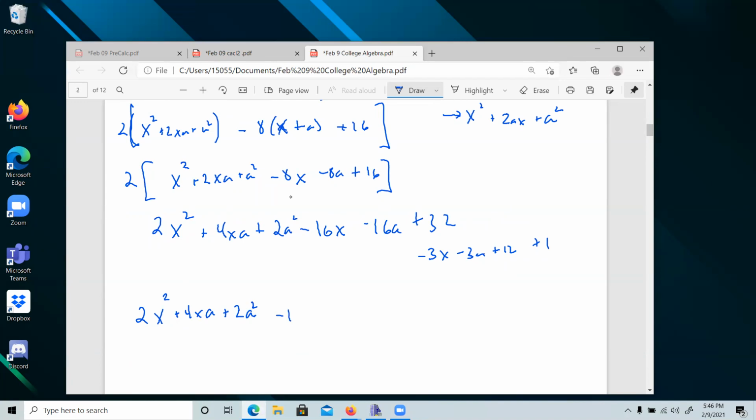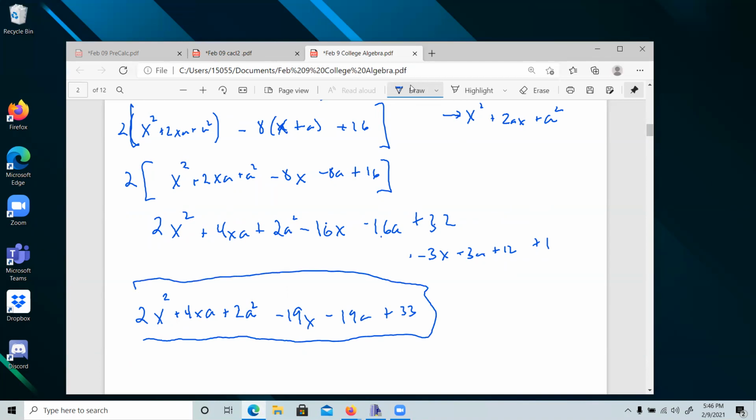Okay, we have a minus 16. Oh, minus 16 minus 3. So that's minus 19 x's. All right. Minus 16 minus 3. It's another minus 19 a's. Now we have 32 plus 1 is 33. Okay. Oh, how terrible. All right. That's enough of function notation.